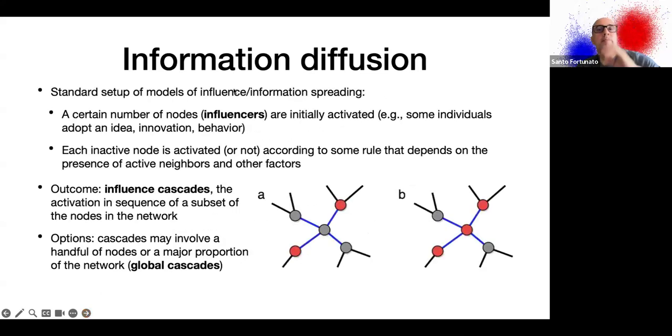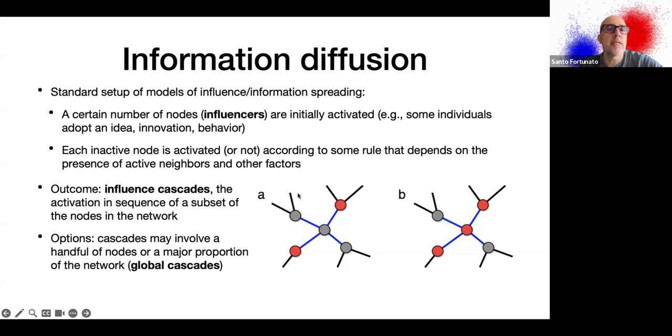So let me start with information diffusion. I'm going to introduce very, very basic setups, but they're enough somehow to derive a bunch of nice things. And with small variations, you can also design your own model, if that's one of the things you would like to try as a project. So this is a standard setup of models of influence or information spreading. They work pretty much the same way.